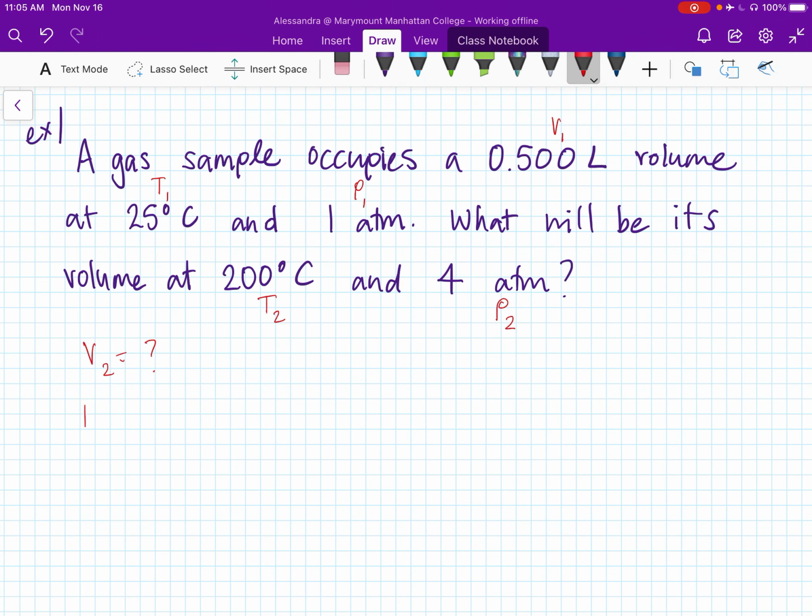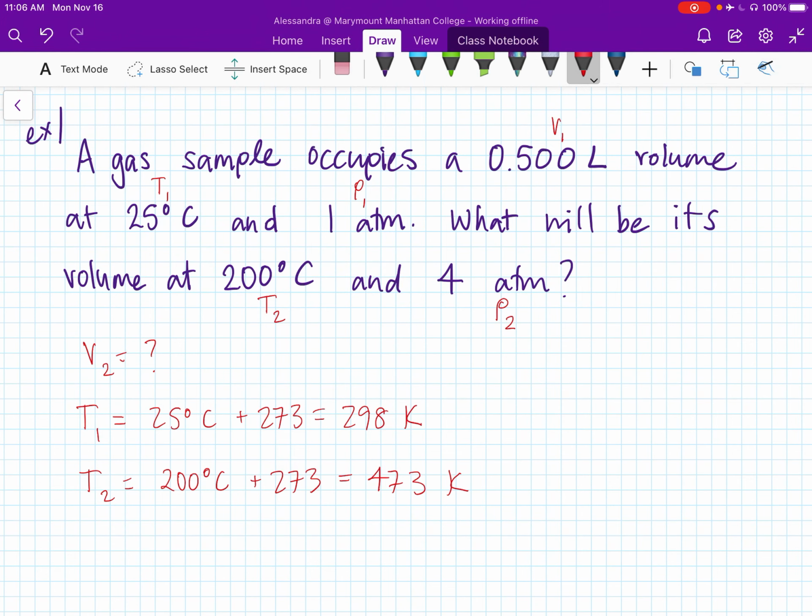Remember, you have to convert the temperatures to Kelvin. So T1 is 25 degrees Celsius plus 273. That's going to be 298 Kelvin. That is room temperature. T2 is 200 degrees Celsius, and once again, I have to convert that to Kelvin. So that's going to be 473 Kelvin. And the pressures I can just leave in atmospheres.